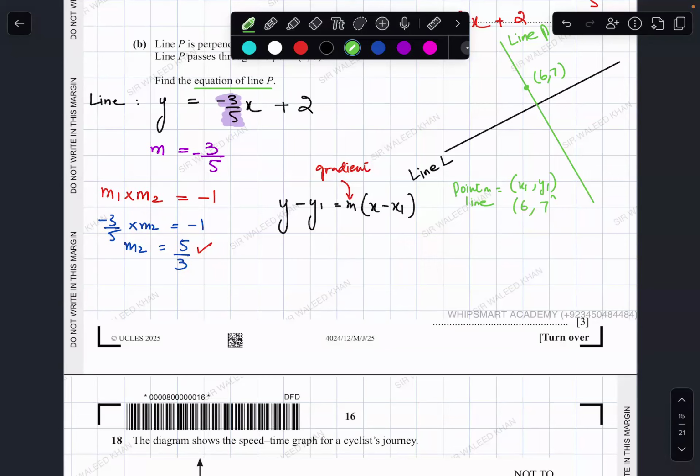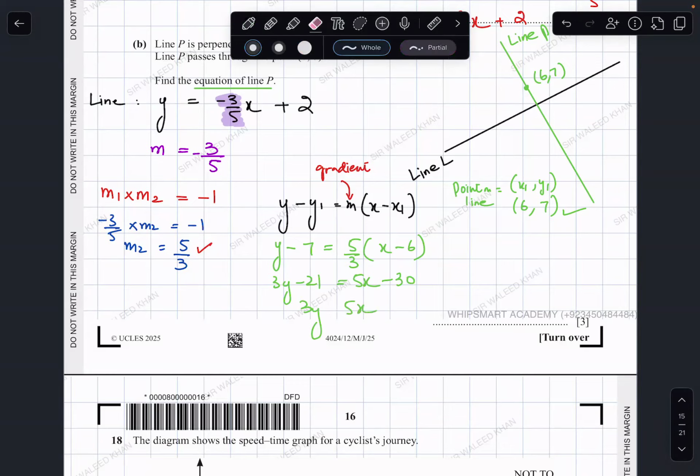Over here, this line P is passing through 6 and 7. So I can use these 2 points over here. So y minus 7 is equal to 5 by 3 into x minus 6. Multiply it over there, 3y minus 21 is equal to 5x minus 30. 3y is equal to 5x, and we have 30 plus 21. Okay.